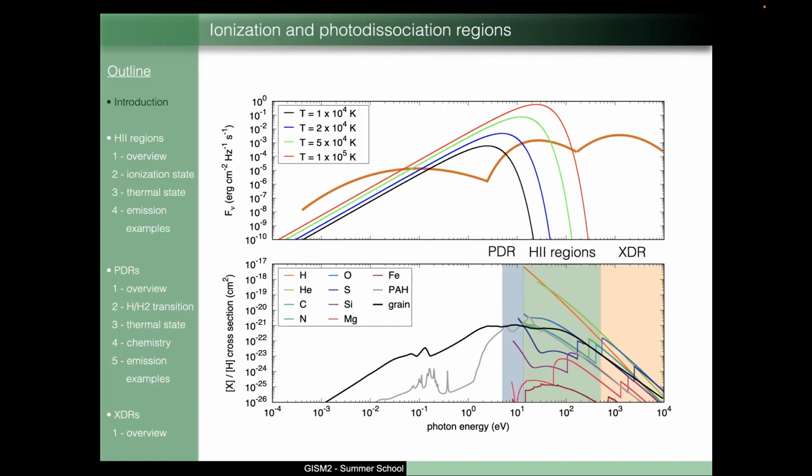Then, once all these photons are absorbed, what will happen? There are two cases. First case, let's say that there is no X-ray photon, or the X-ray flux is very small. Then the physics of the gas will be completely dominated by this range of photons between 5 eV and 13.6 eV. Why 5 eV? We will talk about that later for the photodissociation region.